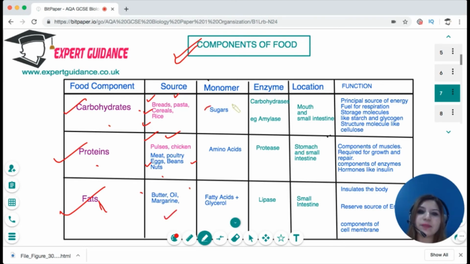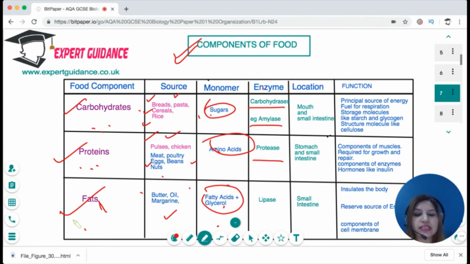Carbohydrates are composed of sugars. Proteins are made up of amino acids, and fats are made up of fatty acids and cholesterol. And this is what these components get digested into. The enzyme for carbohydrates is carbohydrase, for example, amylase. For protein, it is proteases, and for fat, it is lipases. Carbohydrates are digested in mouth and small intestine. Proteins are digested in stomach and small intestine, and fats are digested just in small intestine.